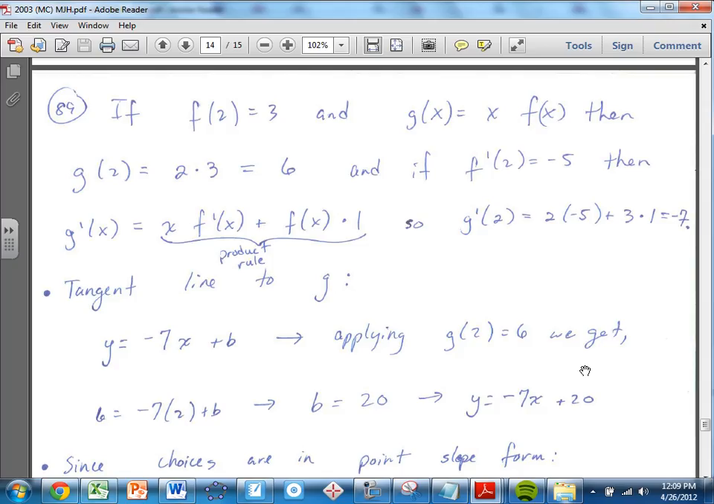So, number 89 says, let f be a differentiable function where f of 2 equals 3, f prime of 2 equals negative 5, and let g be the function defined by g of x equals x times f of x. Which of the following is the equation for the line tangent to the graph of g?